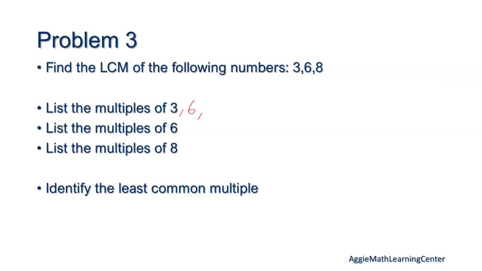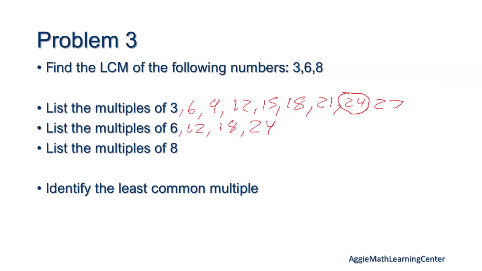Okay, 3, 6, 9. Do you see how I'm getting these multiples? 12, 15, 18, 21, 24, 27. We'll stop there. Then 6, 12, 18, 24. Okay, instantly we can see between 3 and 6, the least common multiple is 24.